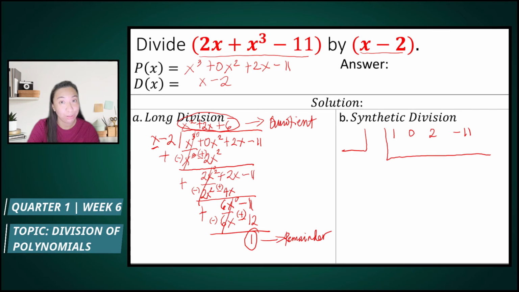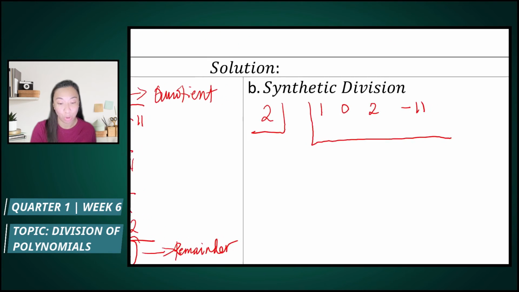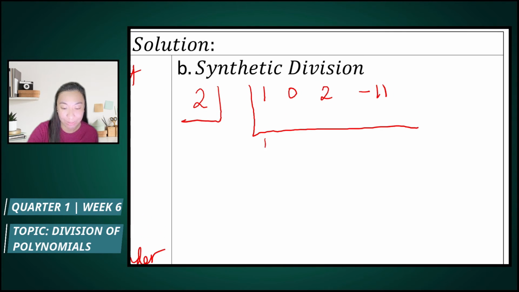And then, on the upper left side, will be the value of r. So, since we have x minus r and our divisor is x minus 2, therefore, our r is equal to positive 2. So, that will be the number that we are going to write there. Okay, once done, let us start with our solution. So, first is you bring down the first entry in the first row. So, 1, just bring down 1.